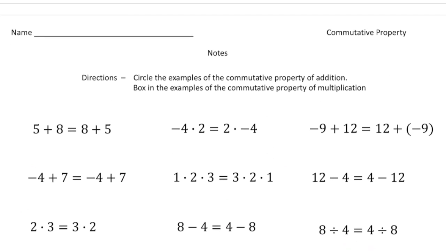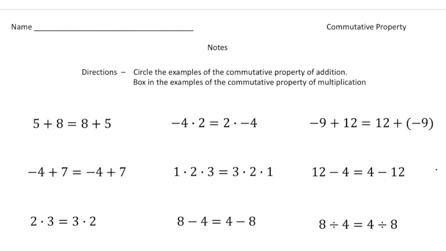All right, so let's turn the page for the last part of this. What we're going to do is identify the equations that are examples of the commutative property of addition and also the commutative property of multiplication. So it says circle the examples of the commutative property of addition and then box in the examples of the commutative property of multiplication. So here we have 5 plus 8 equals 8 plus 5. Notice the 5 and the 8 are switching around, right? So that is a good example of the commutative property of addition. So we're going to circle that one.